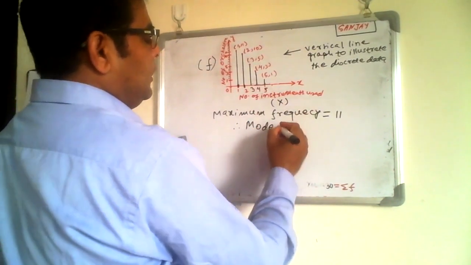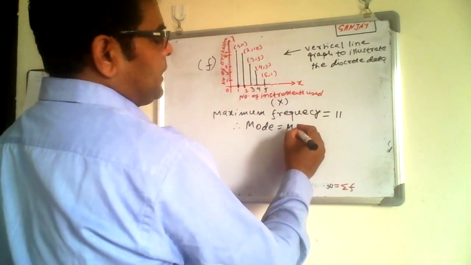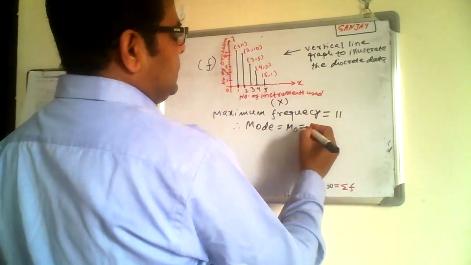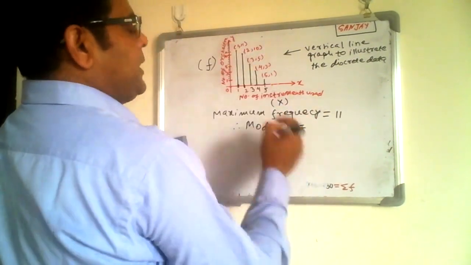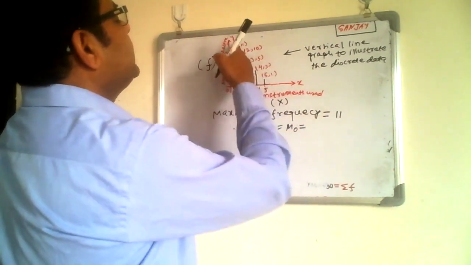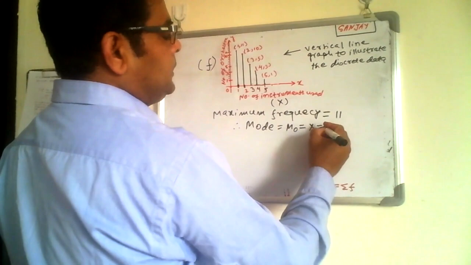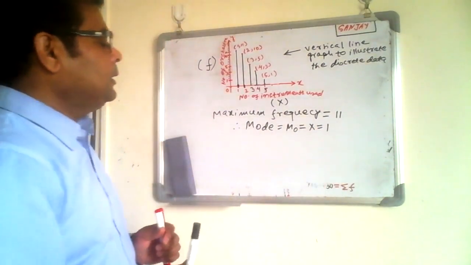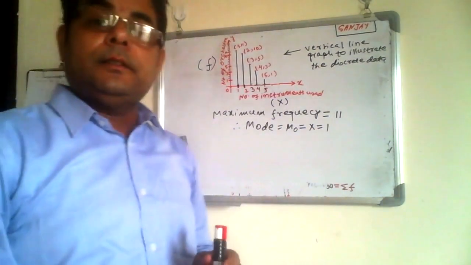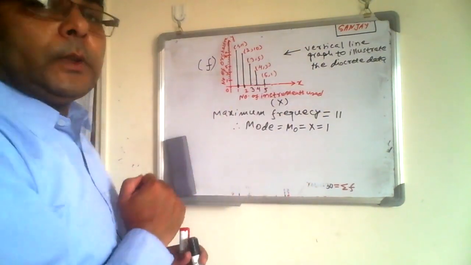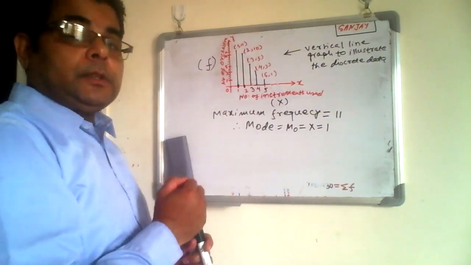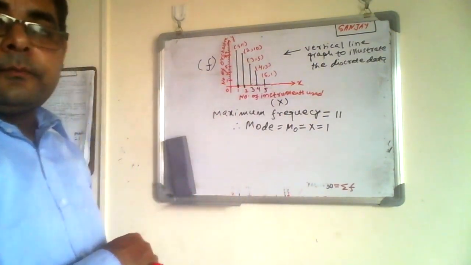So from this graph we can also say that the mode of this data is given by the maximum frequency, which is 11, that occurred at x equal to 1. Therefore the mode of this data is 1 in this case. What do you think about finding the mean?